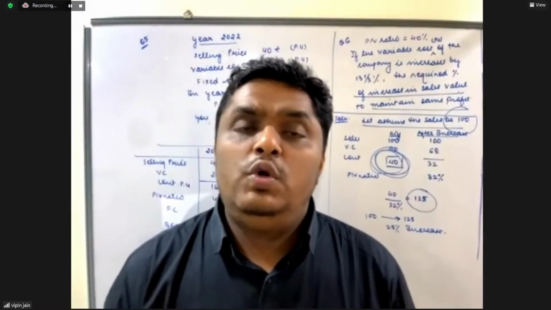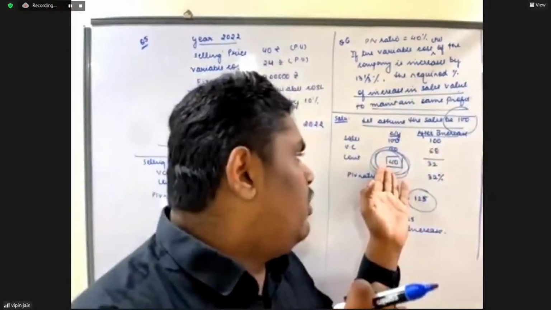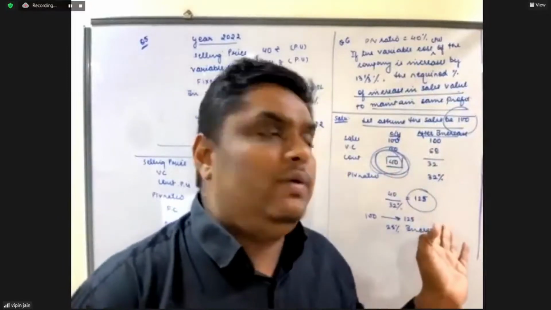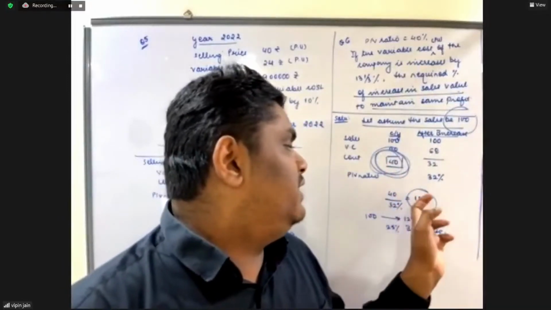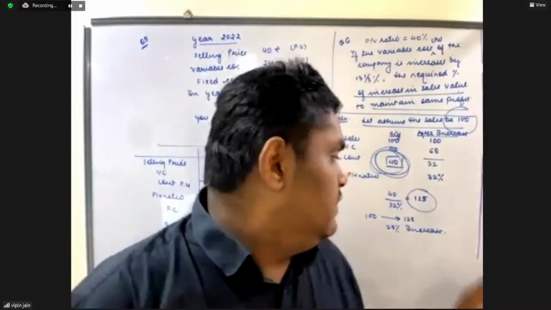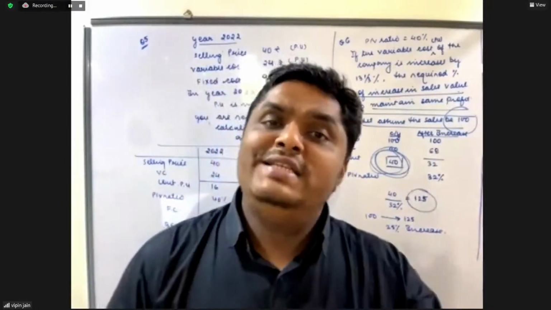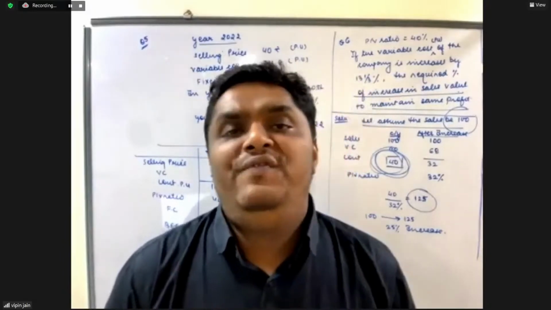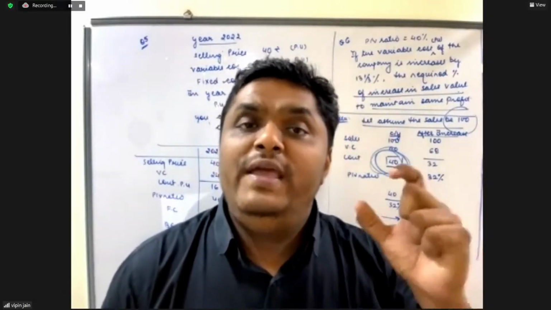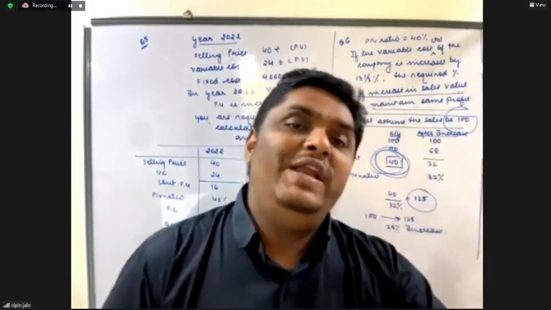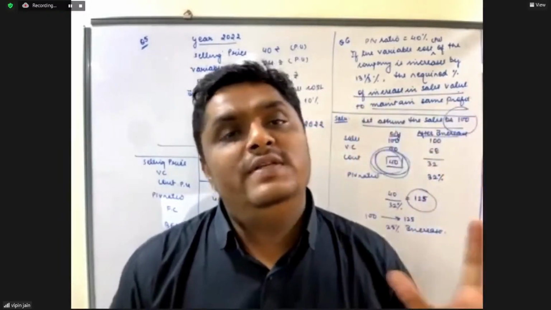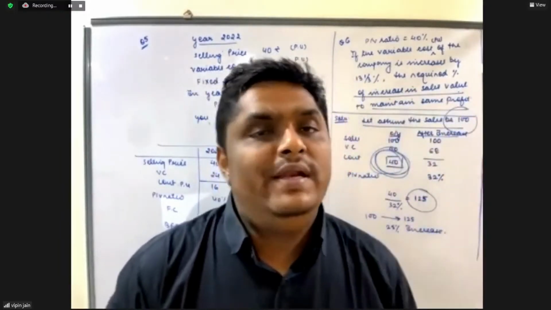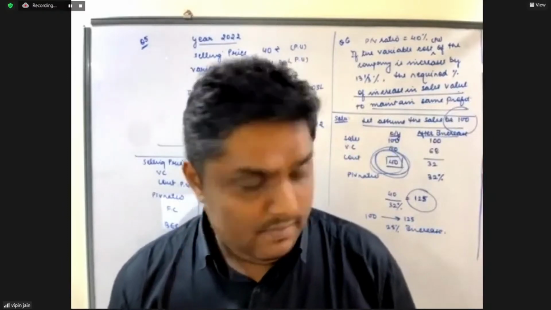32. So to earn the same amount of contribution, how much sales is required? 40 divided by 32%, that is 125. So it means if we increase the sales volume by 25%, we can achieve the same amount of profit as we were getting earlier.